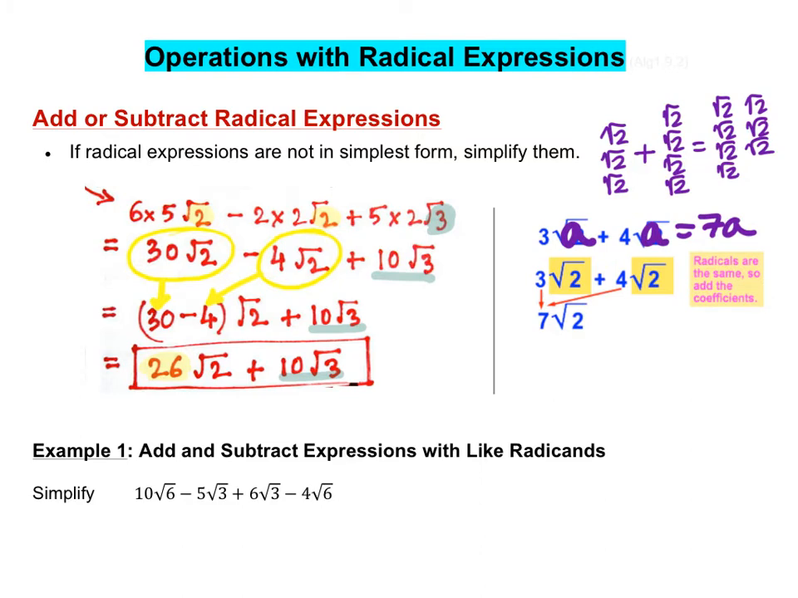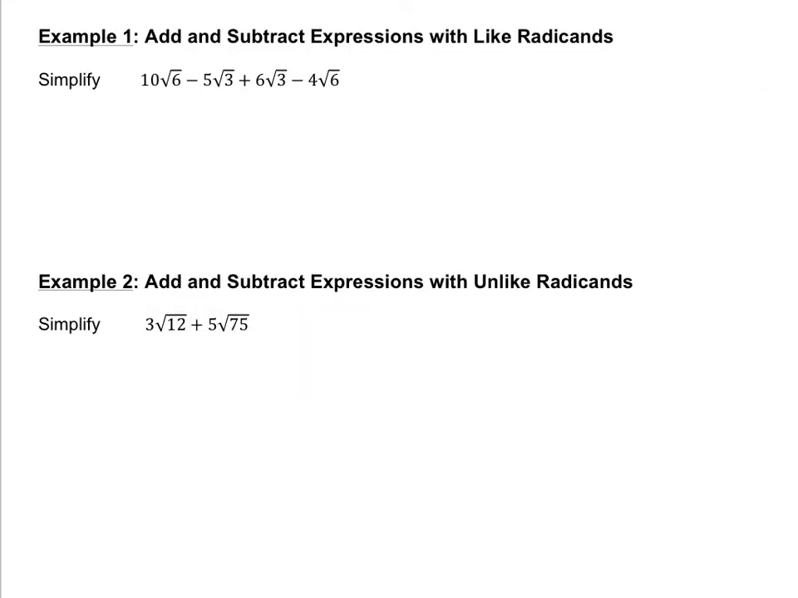Okay, let's take a look at example 1. Example 1 says add and subtract expressions with like radicands. Remember that the radicand is the number underneath the radical. So that's the number that we're taking the square root of. So in this case, we can see that we've got 10 times the square root of 6, and minus 5 times the square root of 3, plus 6 times the square root of 3, minus 4 times the square root of 6.